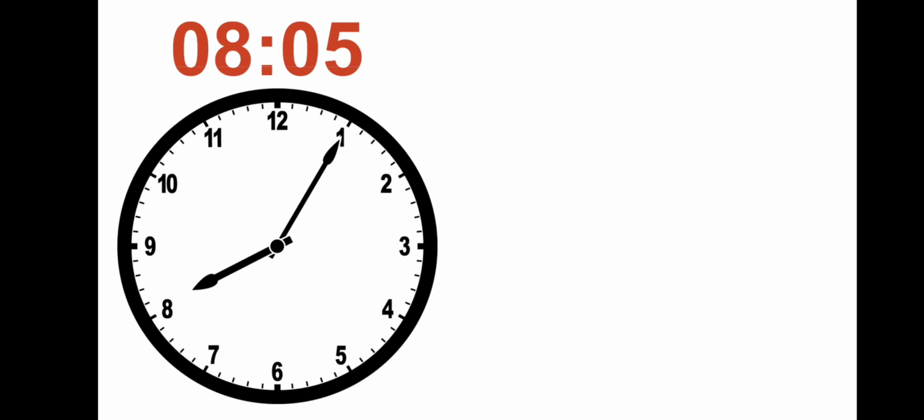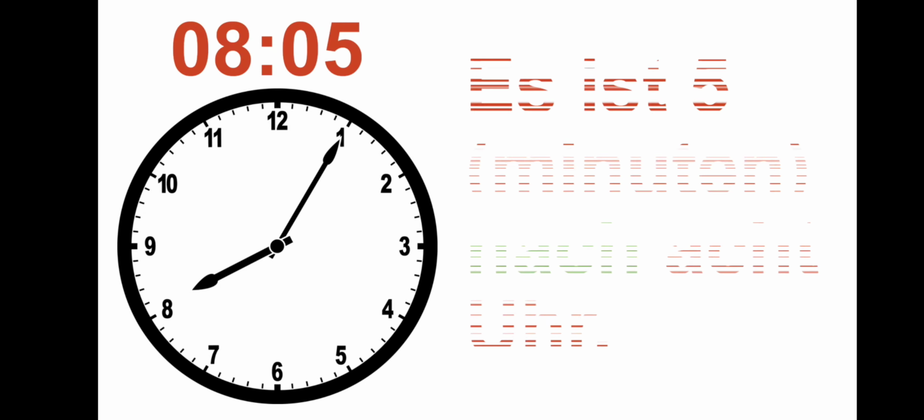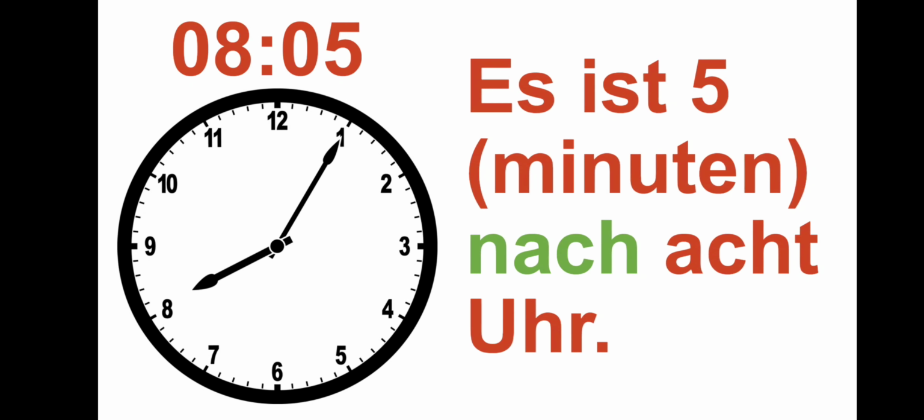Now, the area after 12 till 5 we call Nach. So remember this, we call it Nach. So you will say es ist 5 Minuten nach 8 Uhr. 5 minutes past 8 o'clock. Es ist 5 Minuten nach 8 Uhr. Minuten is optional. Why Nach? Because this is the area of Nach. And why 5 minutes? Because it's 5 minutes past.